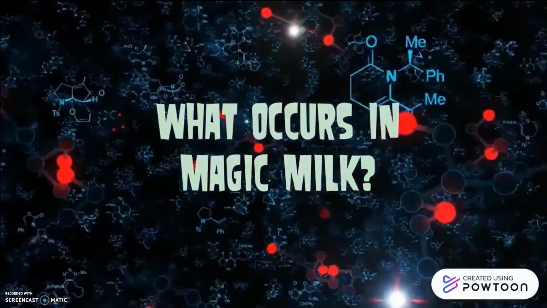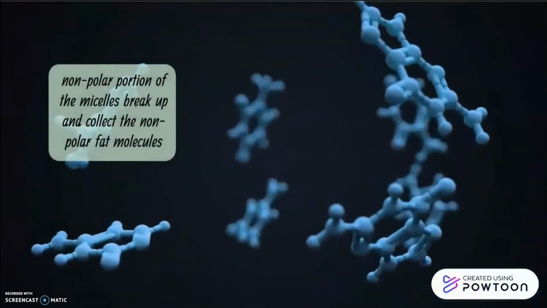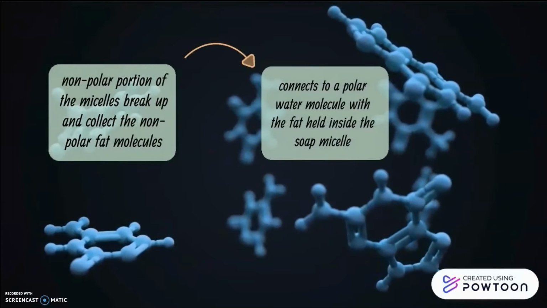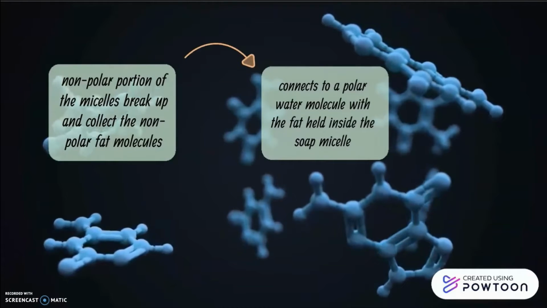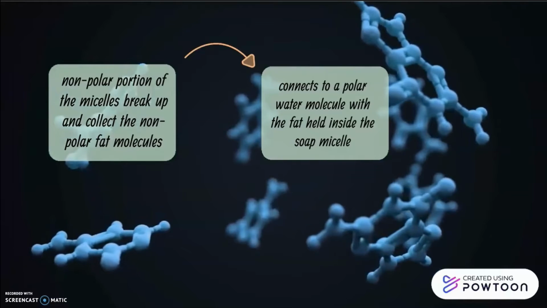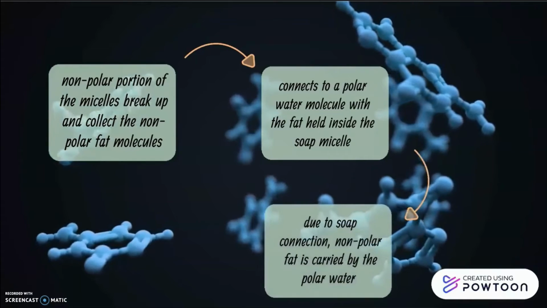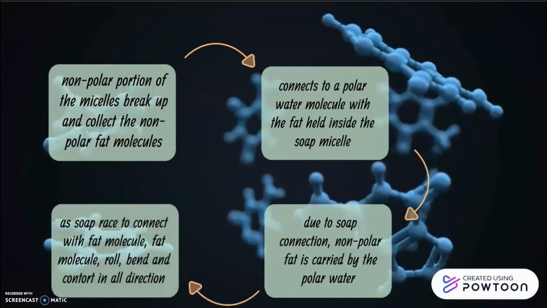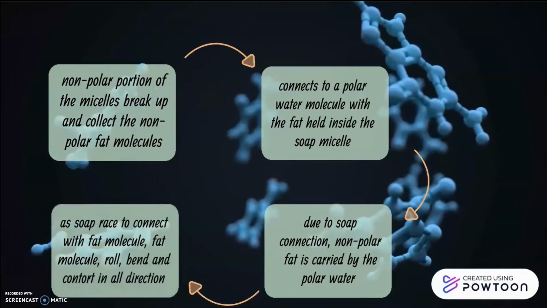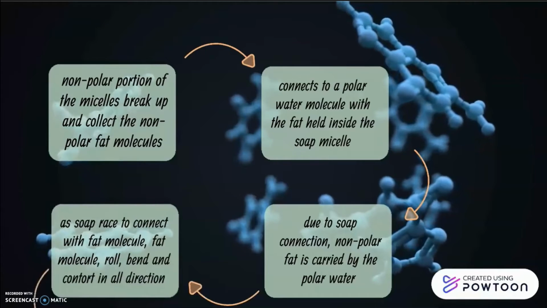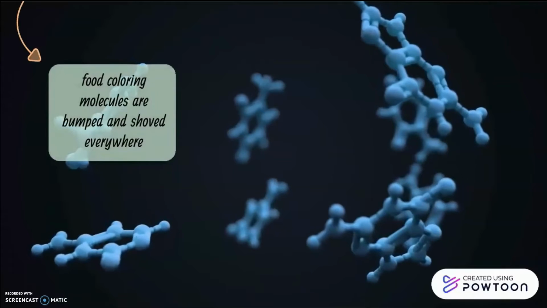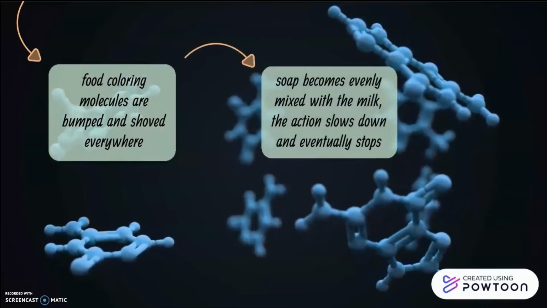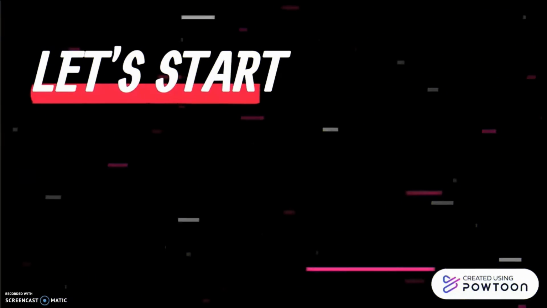So, what really occurs in magic milk? The non-polar portion of the micelles break up and collect the non-polar fat molecules. The soap connects to a polar water molecule with the fat held inside the soap micelle. Due to soap connection, non-polar fat is carried by the polar water, and as soap races to connect with fat, molecules roll, bend and contort in all directions. This causes the food coloring molecules to be bumped and shoved everywhere. Soap becomes evenly mixed with milk and slowly stops.